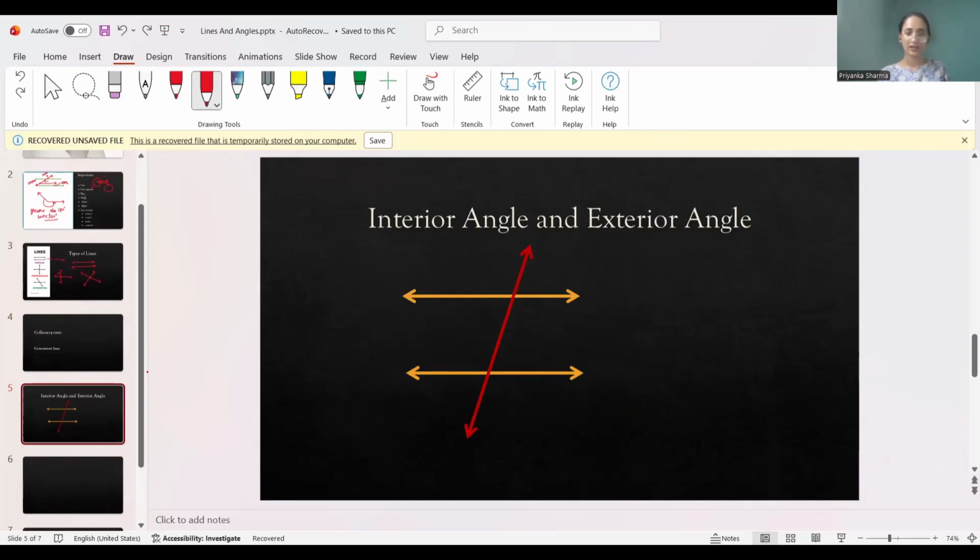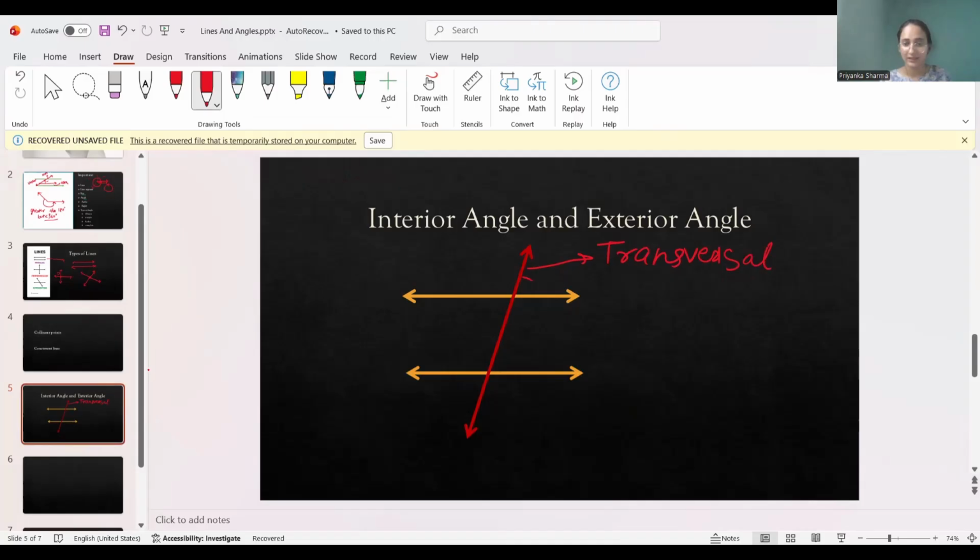Now, if we have two parallel lines, and let's assume a single line is intersecting both the lines. It is known as a transversal line. A transversal line is a line which intersects both the parallel lines. So we have some angles here, which are made by this transversal line on these two parallel lines.